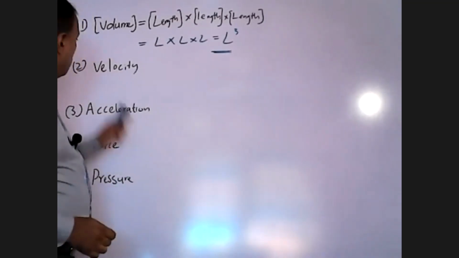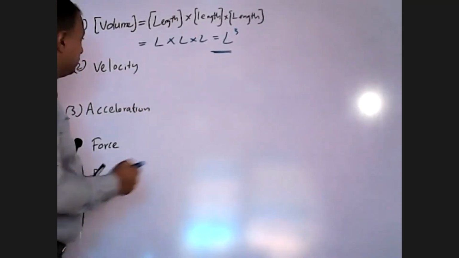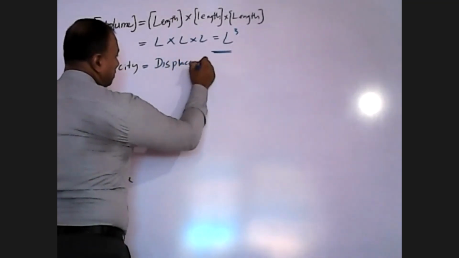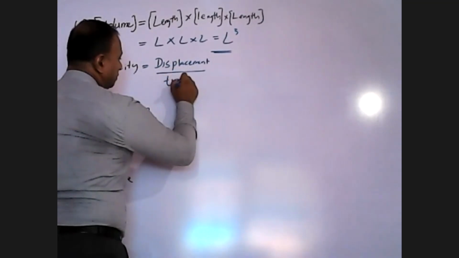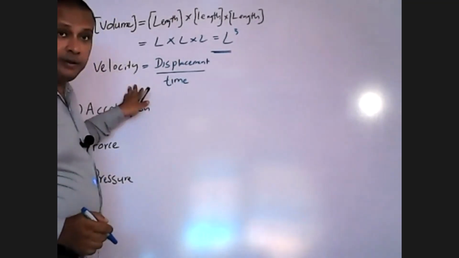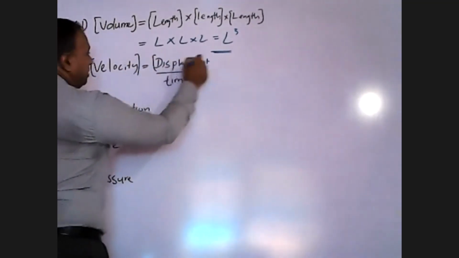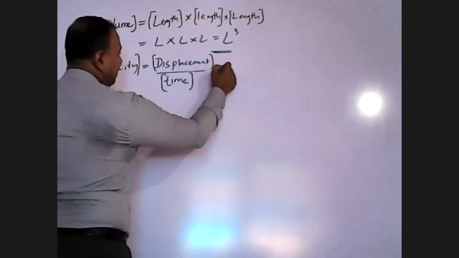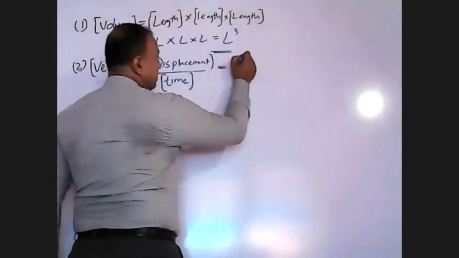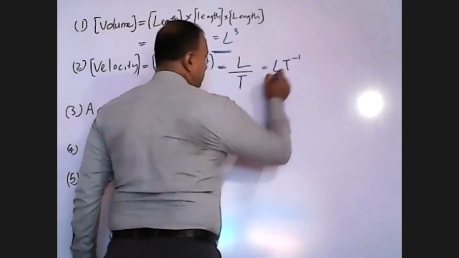Let's do this. Velocity. In our first example, we have discussed this one. Velocity is equal to displacement over time. This is our equation, so then we can apply the dimensions. The dimension of velocity is equal to the dimension of displacement over the dimension of time. Displacement is a length, so the dimension of displacement is L. The dimension of time is T, so this one is equal to LT^-1.